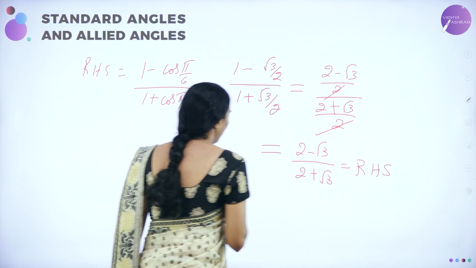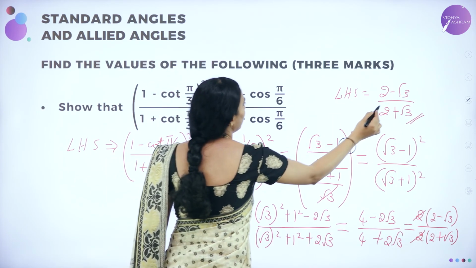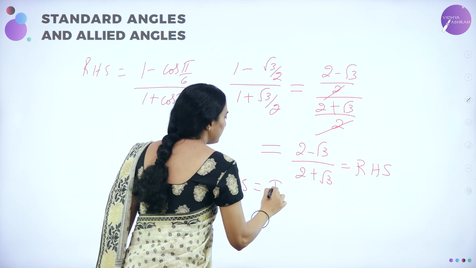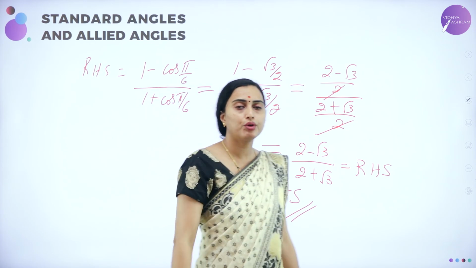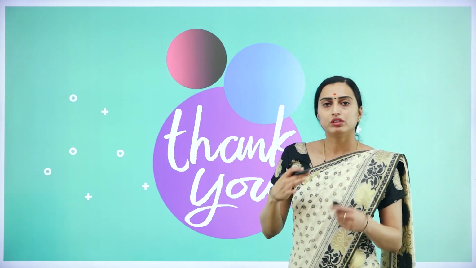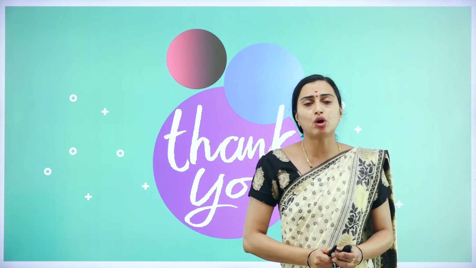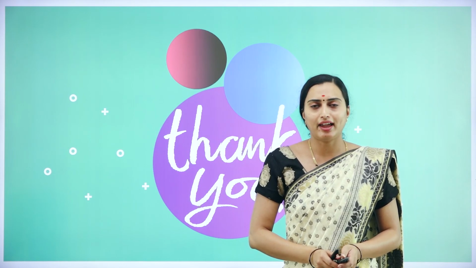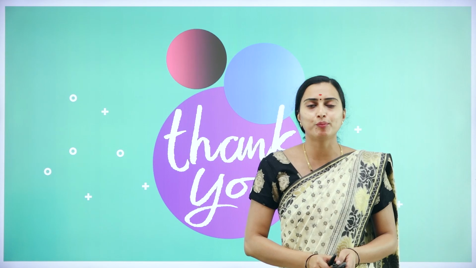So therefore LHS is equal to, see, LHS you got the same, 2 minus root 3 by 2 plus root 3. RHS also same, LHS will be equal to the RHS. I hope you got this problem how to solve. So thank you dear students. I hope you understood this session how to solve the problems on the trigonometric ratios of the standard angles. Thank you dears. In the next session we'll be solving some more problems.